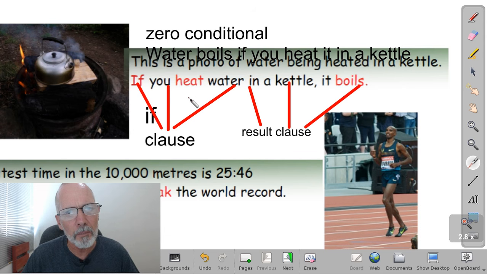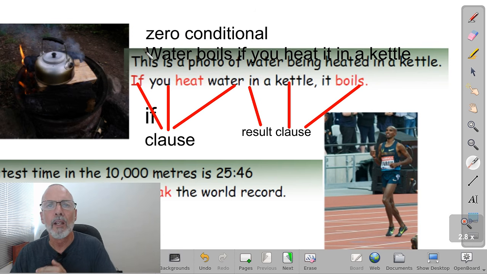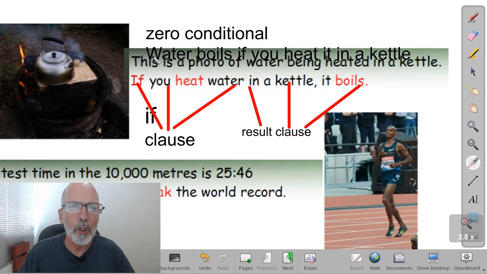But Tanya has pointed out that the verb here is in the present simple and the verb here is in the present simple, and that is how we form the zero conditional. And in a minute we'll look at where we would use the zero conditional. This is a good example of the zero conditional. Now let's look at the other two conditionals that I have on this page.